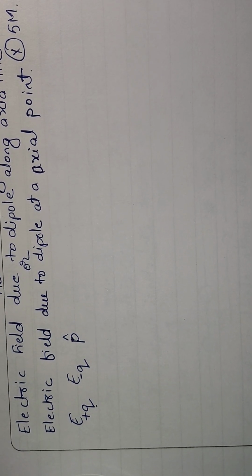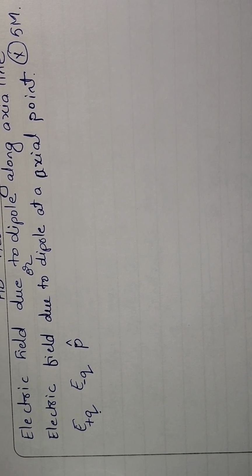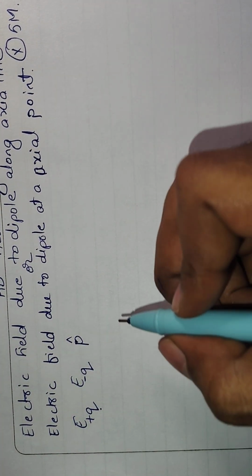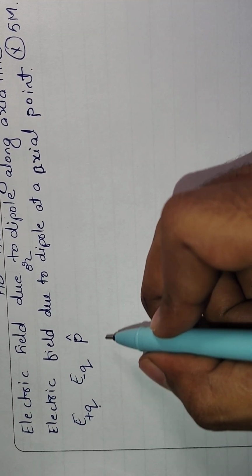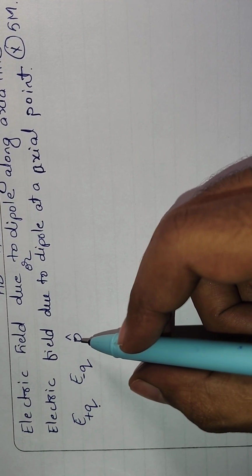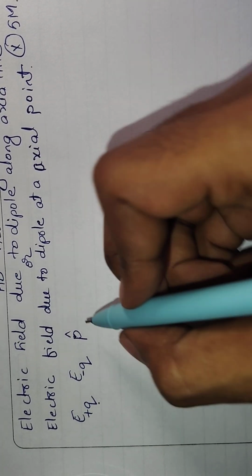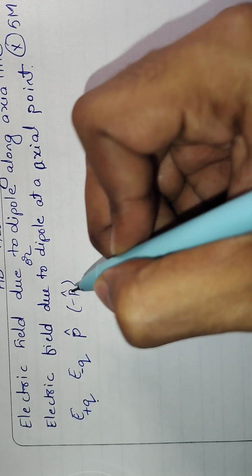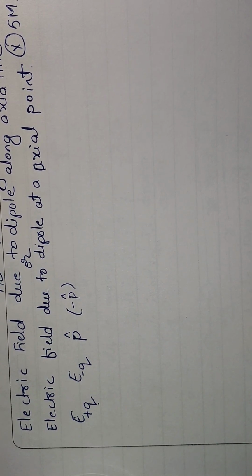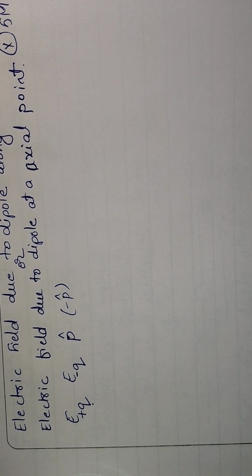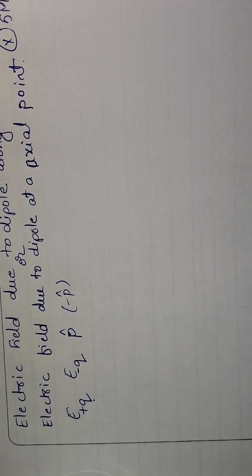Now this p cap is the unit vector in the direction of dipole moment. Previously I have said that dipole moment's direction is from the negative charge to the positive charge. So along that particular direction, from negative charge to positive charge, the unit vector is p cap. What will be the other direction, that is from positive to negative charge? This will be minus p cap. Okay, these four notations are important, and one mathematical formula, though I will explain it to you in detail while solving the derivation.